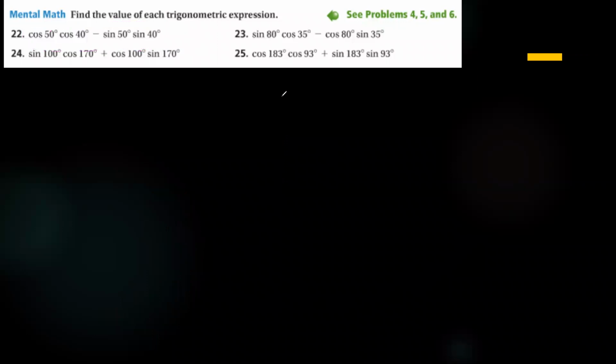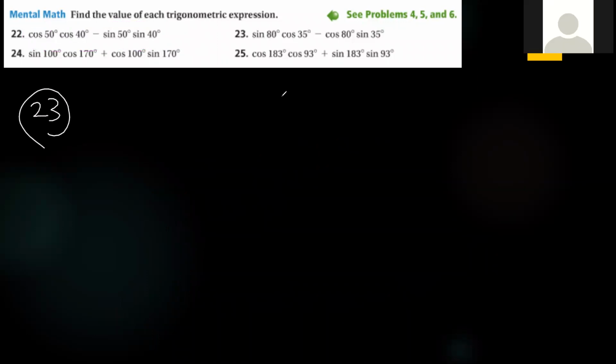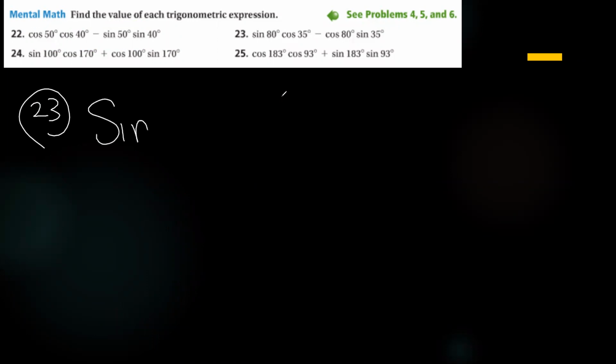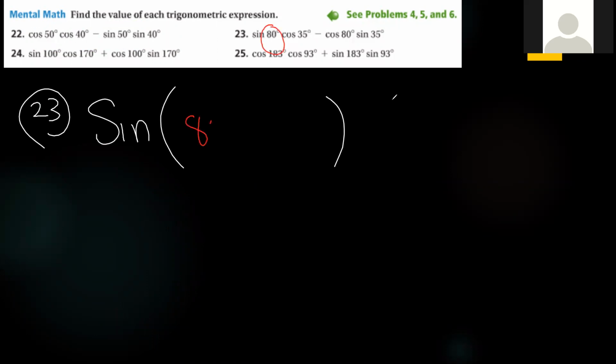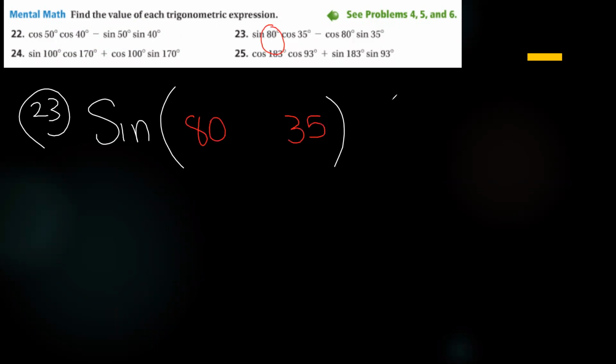Number 23 now. Sine, cosine. So it will be sine. Bravo. So the first thing, it is sine. The second one now. Which numbers do we have? We have 80 and 35. I told you that in sine, you don't change the sign. So if it is negative, it will be negative.